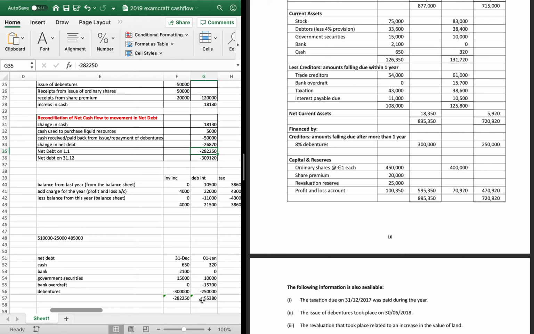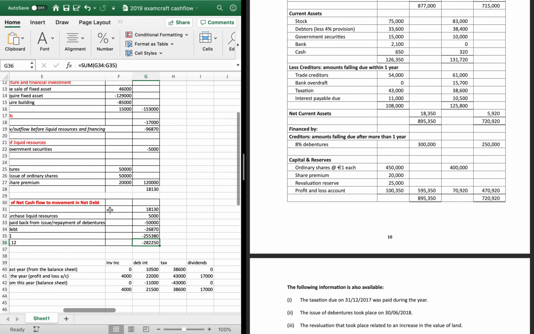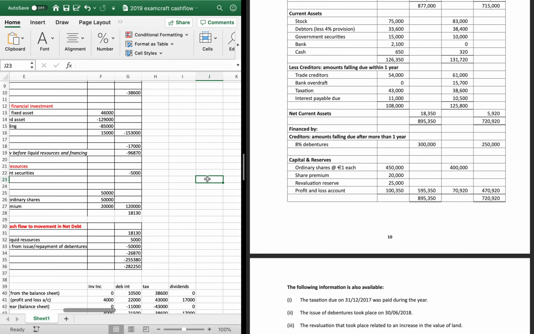Sorry, I've got that in the wrong way around. I should have put in 255,380 there. And then that's minus 255,380 there. And that gives us the 282,250. Okay, just to check to see if you're right, because that all has to balance in case, but check to see if this 18,130 is right.